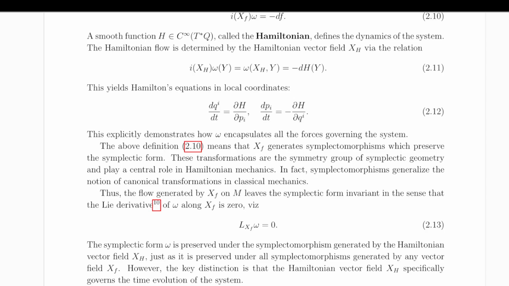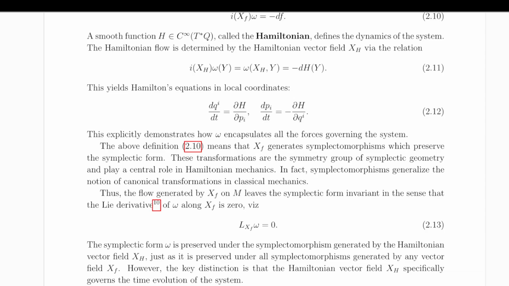The time derivative of q^i equals the partial derivative of H with respect to p_i, and the time derivative of p_i equals minus the partial derivative of H with respect to q^i. Thus, the symplectic structure encapsulates the entire dynamics of the system.